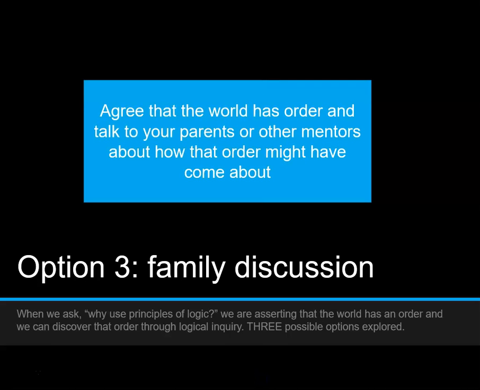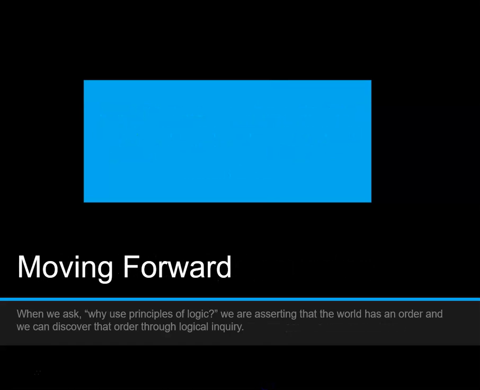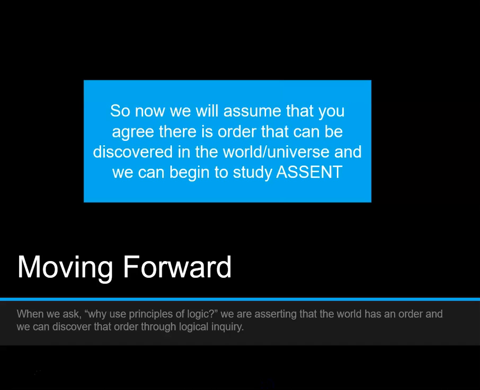You can agree that the world, yeah, it has order, and I'd like to study it. And you need to talk to your parents or other mentors about how that order might have come about. I'm not going to tell you the answer, because that's beyond my portfolio as a science teacher. So, moving forward, we're going to assume that you agree there is order, and that order can be discovered in the world, in the universe, and we can then begin to study the action of assent.